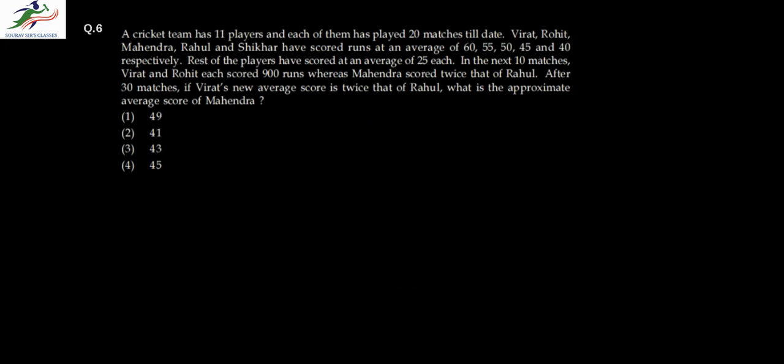Now this is a question about 11 players in a cricket team and their scores. When you are dealing with this kind of a question, be very careful about the data given and the question that is asked. For example, in this question there's a lot of data that's given, but we have to focus on what is being asked. So what is asked is, what is the approximate average score of Mahendra? Now we have to find the score of Mahendra. So let's see how Mahendra's score is linked.